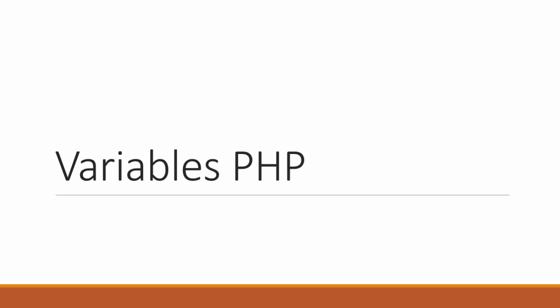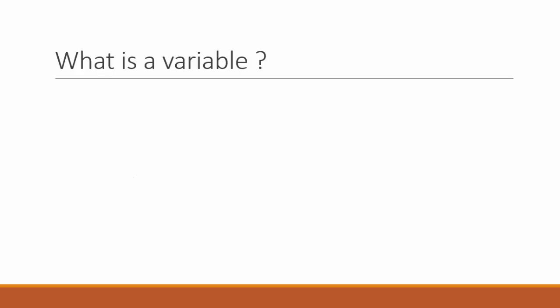In this tutorial we are going to be learning about PHP variables. So what is a variable? A variable is a symbolic representation of a value. Basically it means that x is representing 10, y is representing 20, and if we say x plus y, we are basically saying 10 plus 20.